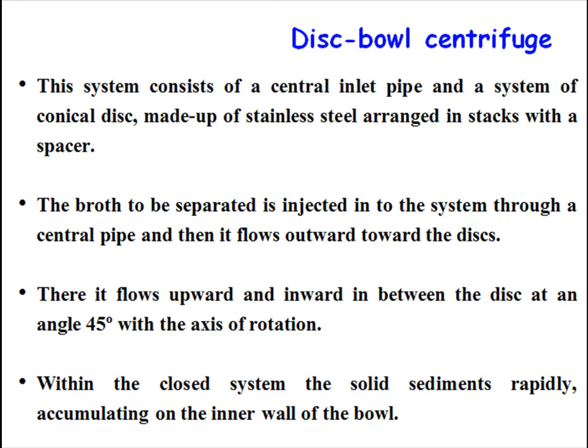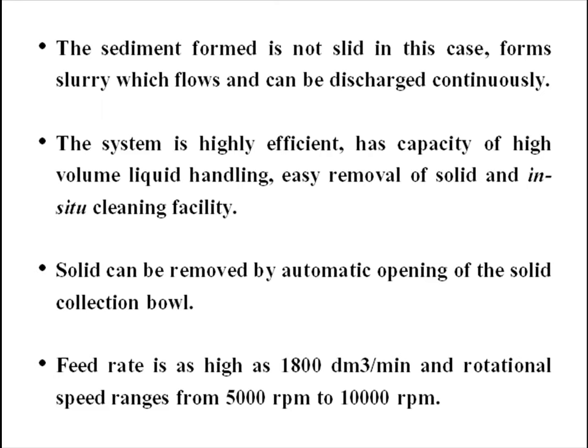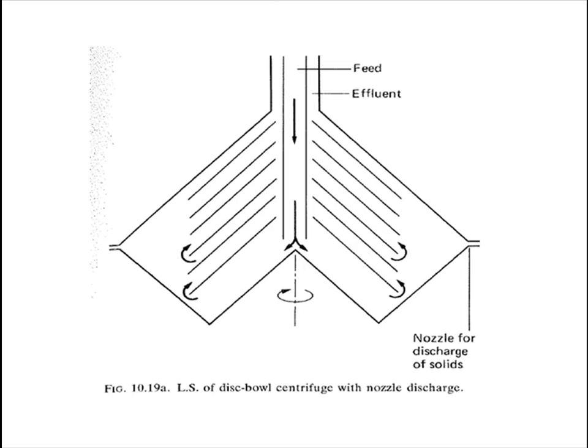Within the closed system, the solid sediments rapidly accumulating on the inner wall of the bowl. The sediment formed is not slid in this case, forms slurry which flows and can be discharged continuously. The system is highly efficient, has capacity of high volume liquid handling, easy removal of solid and in situ cleaning facility. Solid can be removed by automatic opening of the solid collection bowl. Feed rate is as high as 1800 dm cube per minute and rotational speed ranges from 5000 rpm to 10000 rpm. This is the figure of disc bowl centrifuge with nozzle discharge.